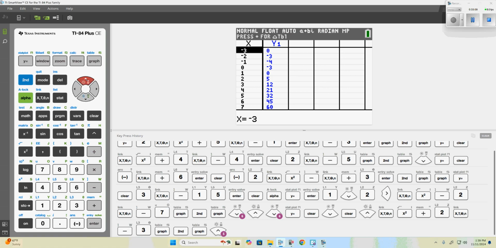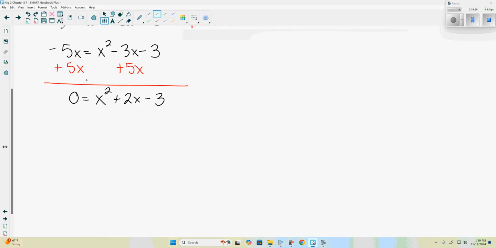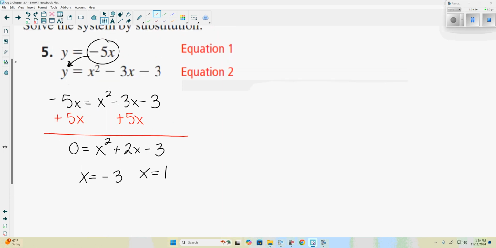Well, one of them is 1, and the other is negative 3. Because when x is equal to negative 3, the y value is 0. When x is equal to 1, the y value is 0. So it tells us x is equal to negative 3, and x is equal to 1.